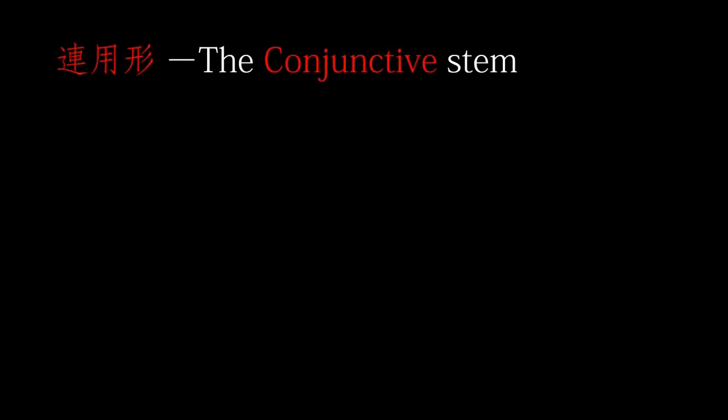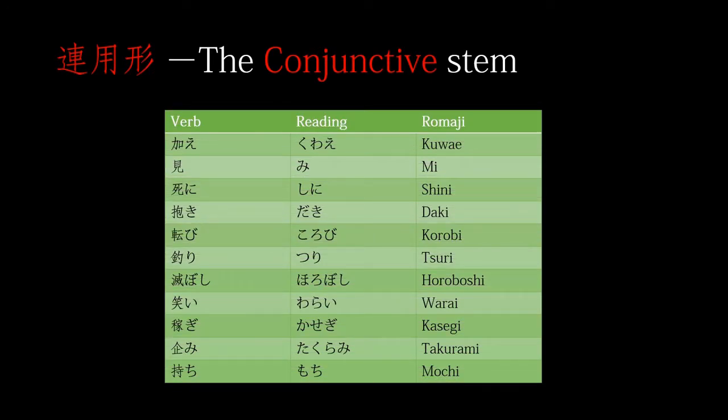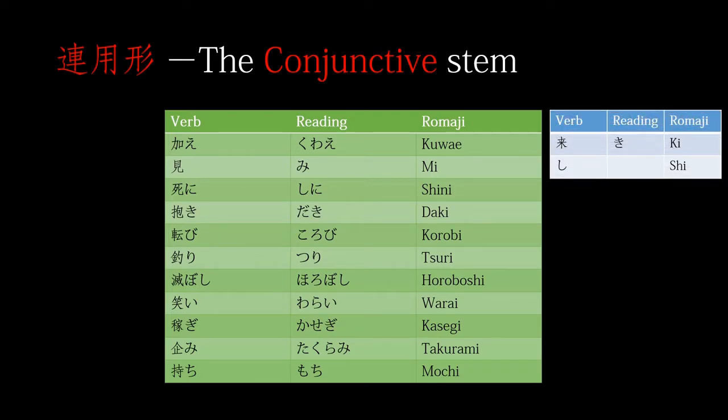And let's see the conjunctive stems of our verbs. Once again, in the Ichidan section, we don't see a lot of changes. We only see kuwai and mi. But in our Godan section, we see that a change has taken place. We have shini, daki, korobi, tsuri, horoboshi, barai, kasegi, takurami, and mochi. On the right, once again, ki and shi are the conjunctive stems for kuru and suru.